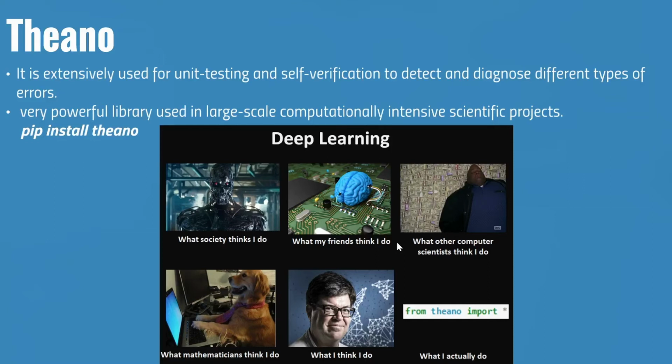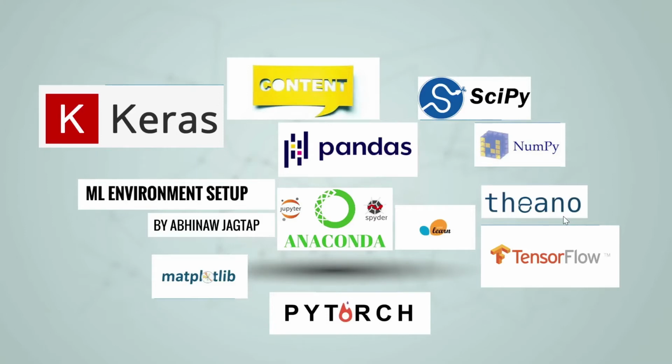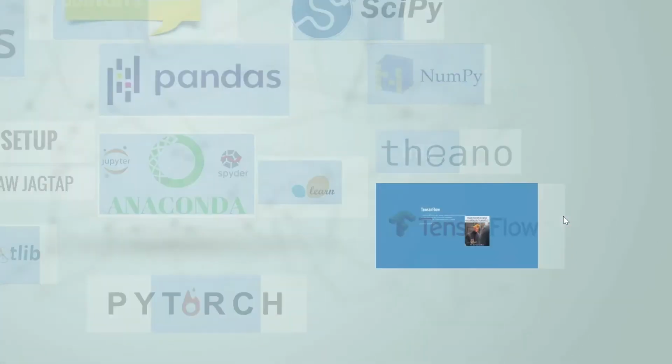Previously, Scikit-Learn and the others were mostly used for machine learning. Now from Theano, we will more or less lean towards the deep learning parts. Again, the installation process for Theano is also simple: pip install Theano. After Theano, the next library is TensorFlow.